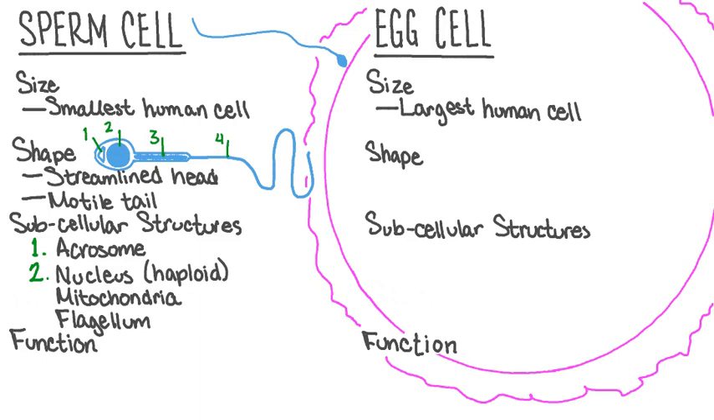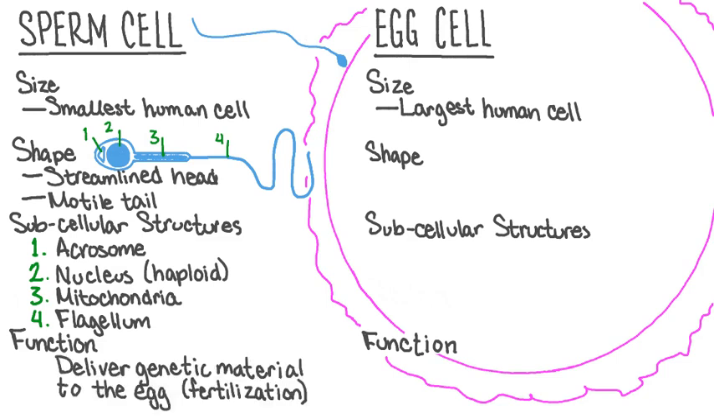At the base of the tail, we find several mitochondria arranged in a spiral shape. These carry out cellular respiration that provide the ATP, or cellular energy, that allows the tail to move. And finally, we have the tail, also called a flagellum. The movement of the tail propels the sperm towards the egg cell in a motion not unlike swimming. The primary function of the sperm cell is to deliver the father's genetic material to the egg. When an egg cell and a sperm cell fuse, it's called fertilization.